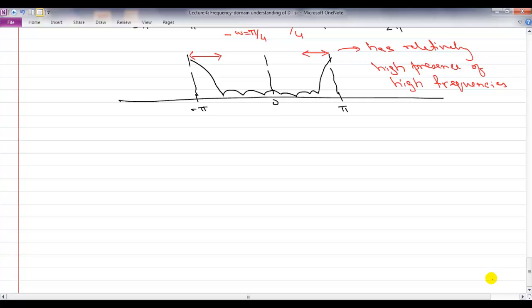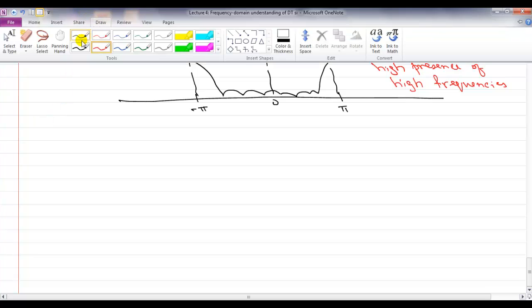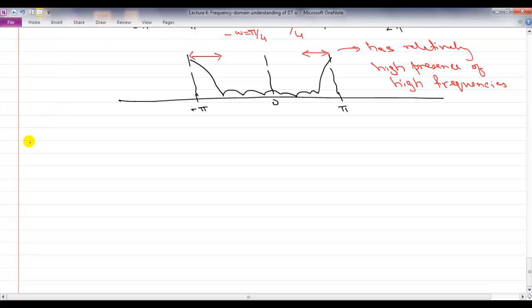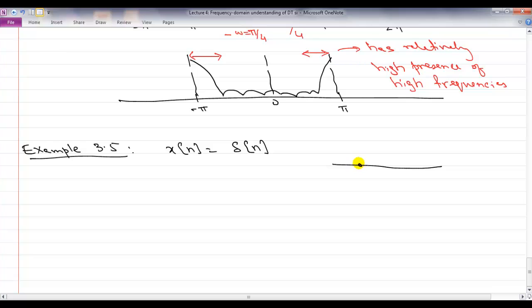As time goes on, we'll be looking at the discrete time Fourier transform of many important classes of signals. One of the classical examples is, of course, that of the delta function in discrete time. This is example 3.5 in your text, which is x of n equal to delta of n. This is a signal which is 0 everywhere except at 0.